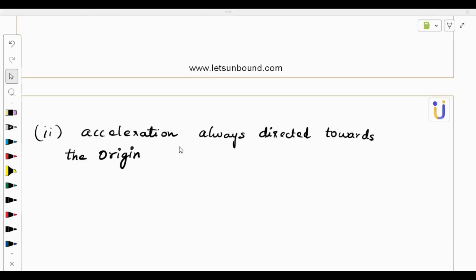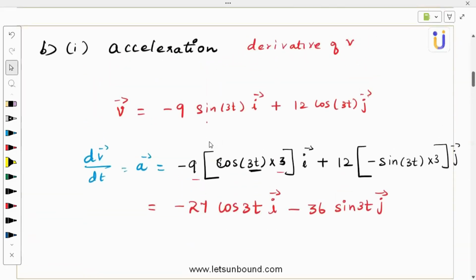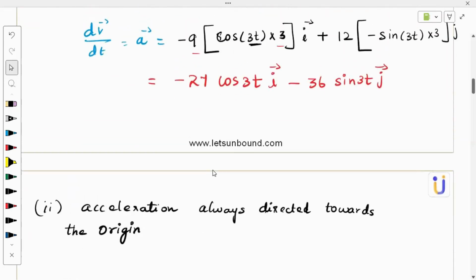Hence show that. So using that, here is something very important. If they give "hence or otherwise", you can just use another method also. But if they give "hence", use the previous one. Use this acceleration stuff and try to prove that it is always directed towards the origin. Okay, let me use this one.